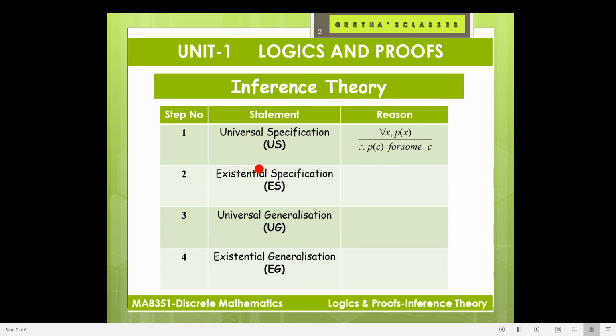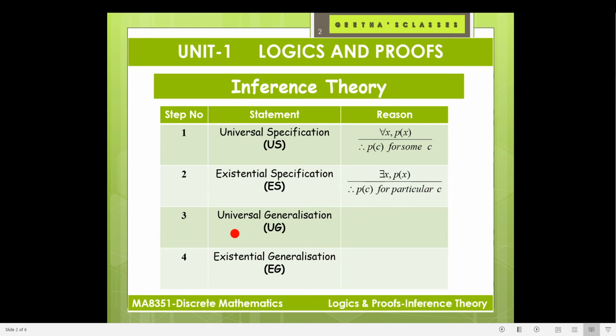Now existential specification. For example, in a class, the class is universal. We are choosing one particular student from that class. That is existential. Existential means there exists. So here, there exists x P of x can be written as P of c, for a particular c.